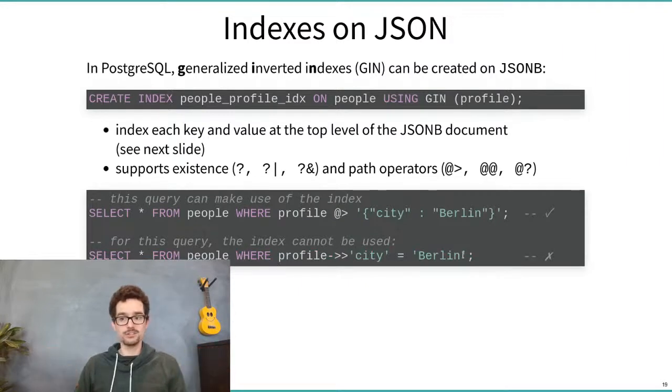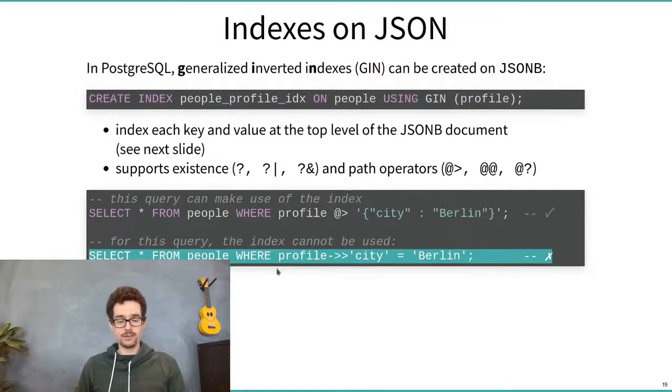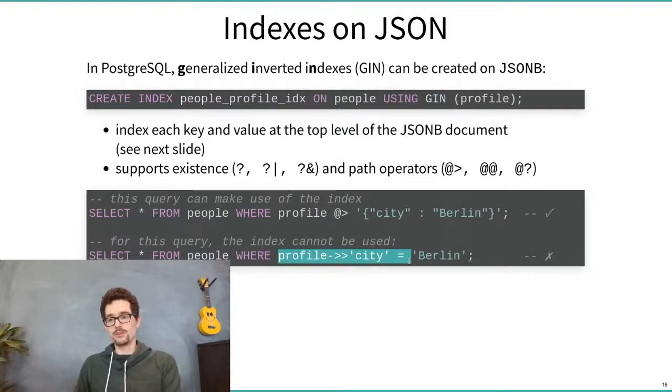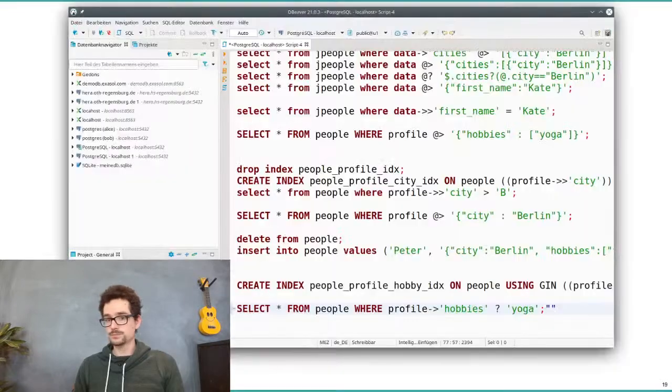So it is important to understand when an index can be used and when not. If your application writes such a query to the database, you cannot accelerate this application by simply creating the index. You can accelerate this query as well, but then you have to create another index. We show an example later. But let's first of all try this out.